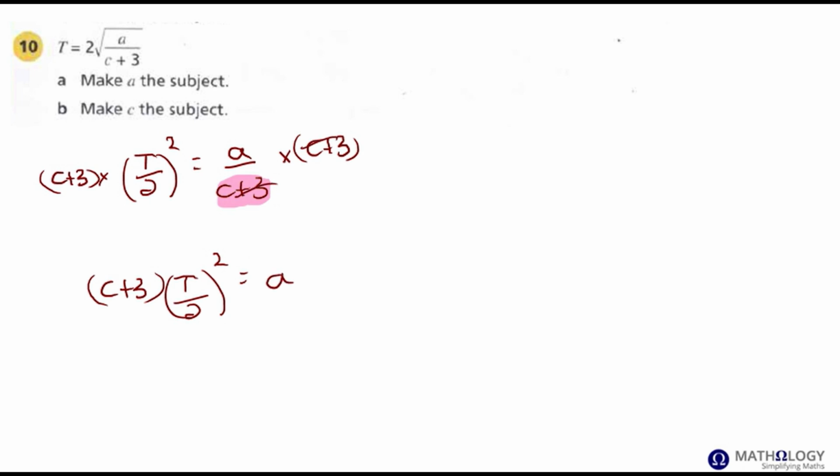Now we want c to be the subject, and c is part of this bracket over here, and now it's multiplied by (t over 2) all squared. So we are going to divide by (t over 2) all squared.